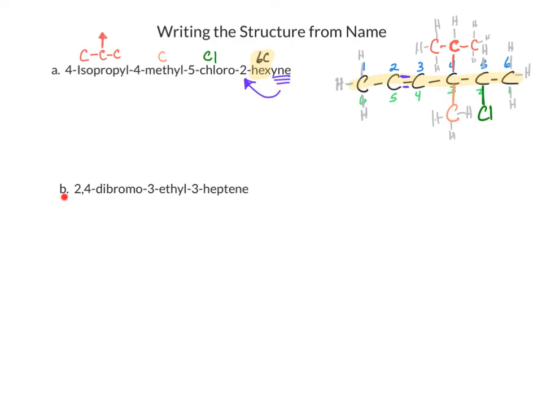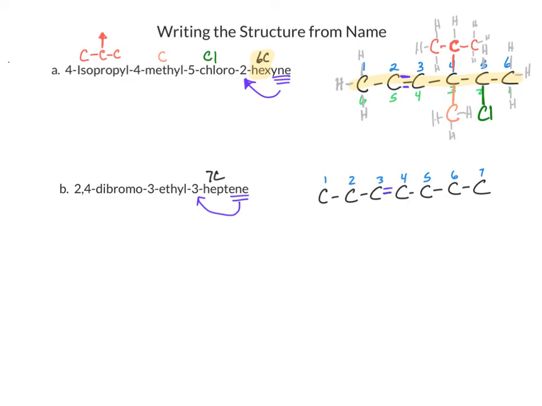Let's try one more. In this case, we're going to try 2,4-dibromo, 3-ethyl, 3-heptene. We'll start with the end. We're going to find that we have a double bond because it says "ene," and then we see that there's a hept, which means 7 carbons. We'll draw our 7 carbons out, and then we'll add in our double bond. The double bond is going to go on carbon number 3.